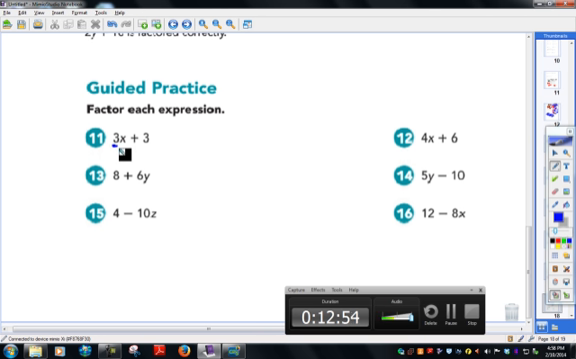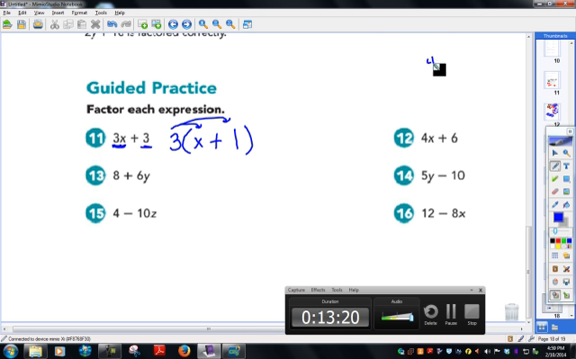So I look here and I say, okay, I got to figure out what the GCF of 3 and 3 is. Well, it's pretty easy. If they're the same number, it's got to be 3. Okay, so then I got to ask myself, how could I get to 3x here? Well, I'm going to put an x there. 3 times x is 3x. How would I get to 3? I would multiply by 1. 3 times x is 3x. 3 times 1 is 3.